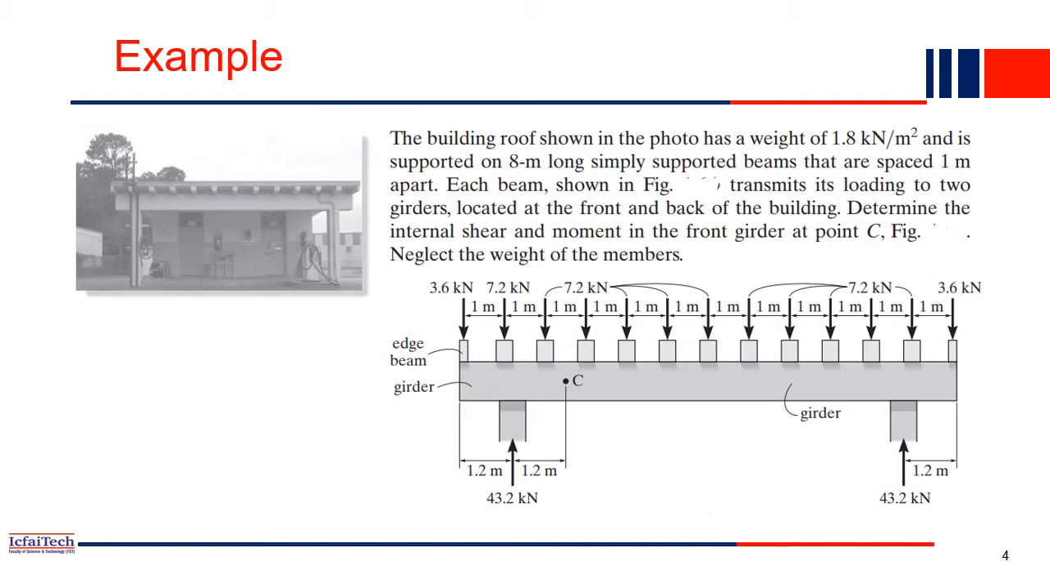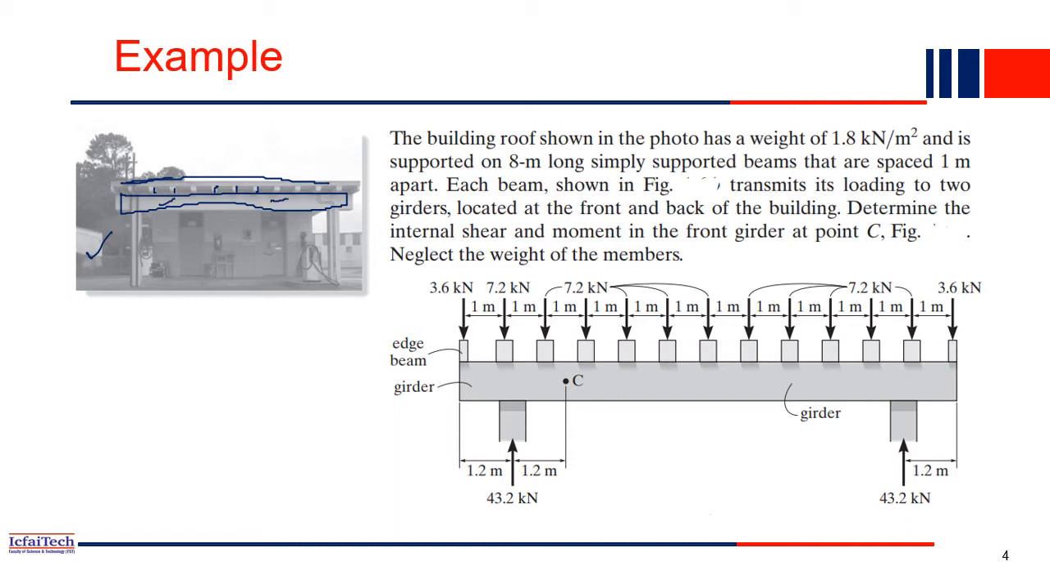So here is a question. You can see something like a petrol pump's figure is given. This is a roof, and this roof is resting on these beams. These beams are again resting on this plate girder, and this is the slab. Through this point, loads are transferred to this main girder.